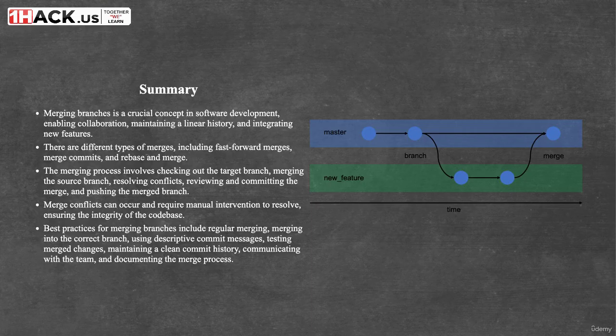correct branch, using descriptive commit messages, testing merged changes, maintaining a clean commit history, communicating with the team, and documenting the merge process. By following these guidelines and best practices, you can streamline the merging process, minimize conflicts, and maintain a healthy and collaborative codebase. Remember, effective branch management and merging are essential for the success of any software development project.